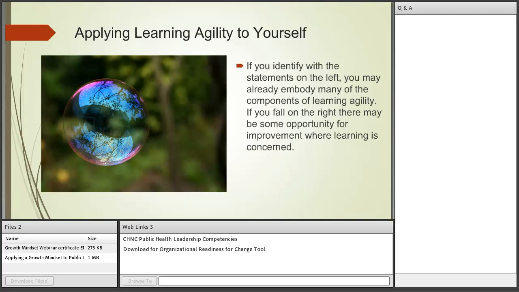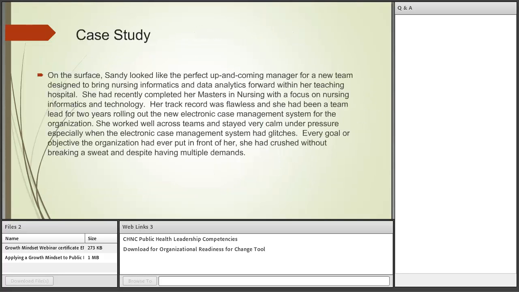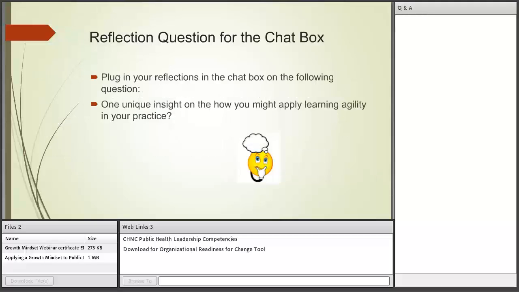So now I'm hoping that we can spend a few minutes looking at, I went ahead, sorry, with a reflection question for the chat box. In your view, what you will see is a bubble, and you can type in the bubble. I'm putting the question here on the slide.